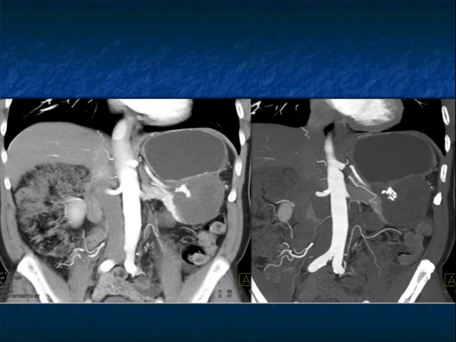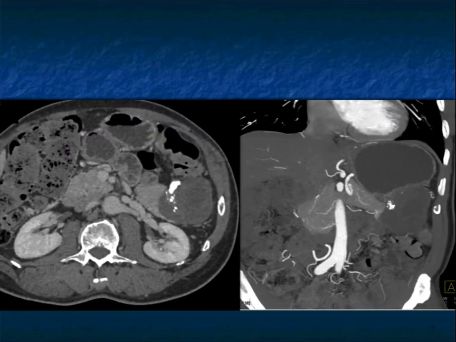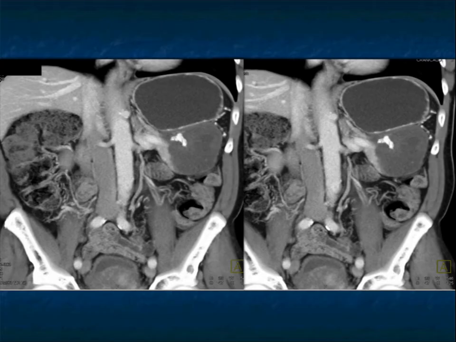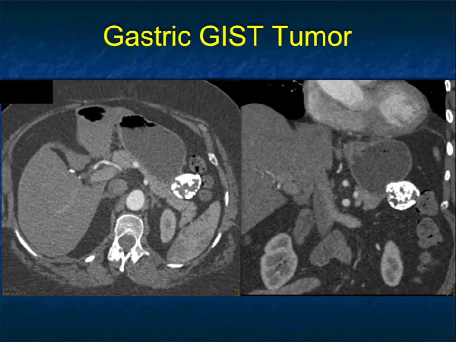shown in this example. And then you could see here just really nicely showing you the patient's tumor, the necrosis, the areas of calcification nicely shown. Again, the cystic mass with the calcifications again. So GIST tumors can calcify. It's a small number that can calcify, but they surely can calcify.